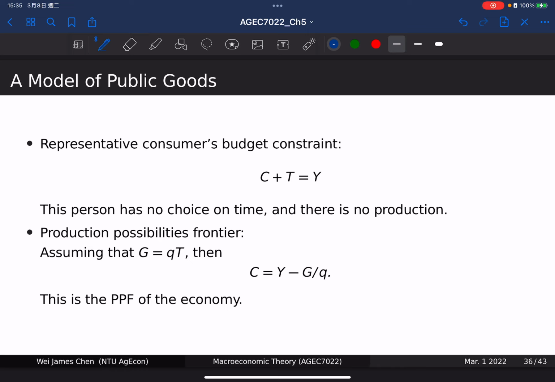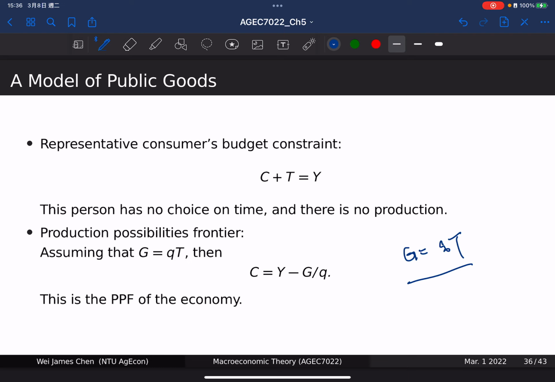The tax here, we also assume is a lump sum tax. So that is not a proportional tax here. And for the production possibility frontier here, we assume that G is actually QT. What does that mean? G is a proportion of the total tax. What it means is this G is not like the previous G we talked about. This G is something that will benefit the consumer: park, public transportation.